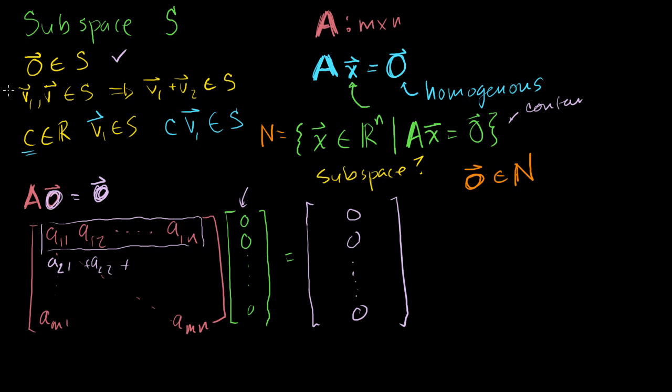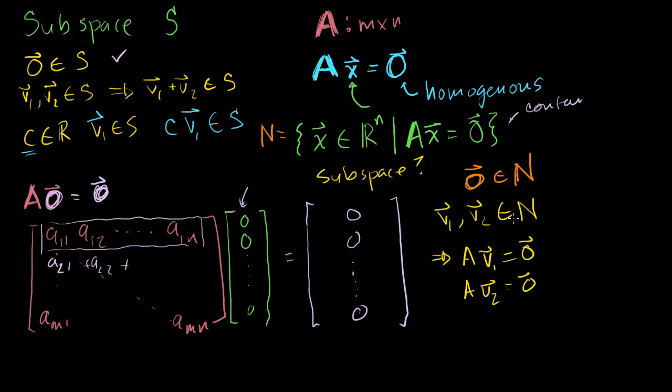Now let's say I have two vectors v1 and v2 that are both members of our set. What does that mean? That means that they both satisfy this equation. So my matrix A times vector 1 is equal to 0. This is by definition. I'm saying that they're a member of this set, which means they must satisfy this. And that also means that A times vector 2 is equal to our 0 vector.